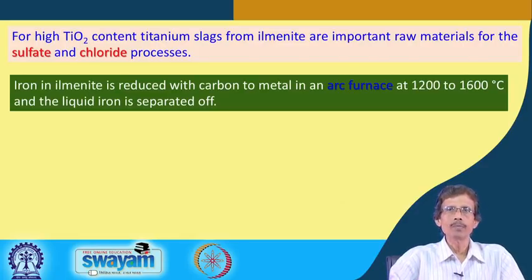So, iron in the ilmenite, which we have already seen is FeTiO3 along with your magnesium and manganese. Iron you have to remove, otherwise that will not impart the corresponding brightness, opacity and white color. So, we have to reduce that iron, which is in the cationic form, because it is the iron titanate. So, iron is in the cationic form and definitely we have to reduce it by carbon reduction in an arc furnace. So, this is your arc furnace.